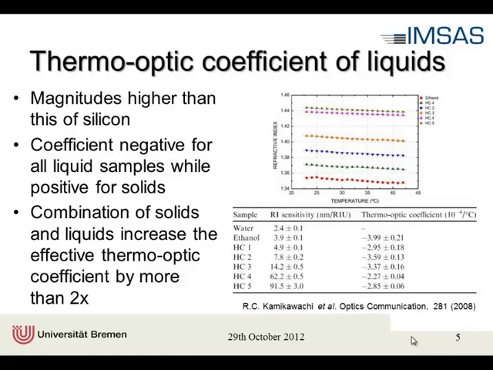If we have a look at the thermo-optic coefficient of liquids, here there is a table of several liquids, but let's, for example, stick to ethanol. We see that the magnitude of this coefficient is much higher compared to, for example, silicon, given in the previous example. And the second most interesting thing is that this thermo-optic coefficient is negative. And for solids, or for most solids, and also for silicon, this is positive.